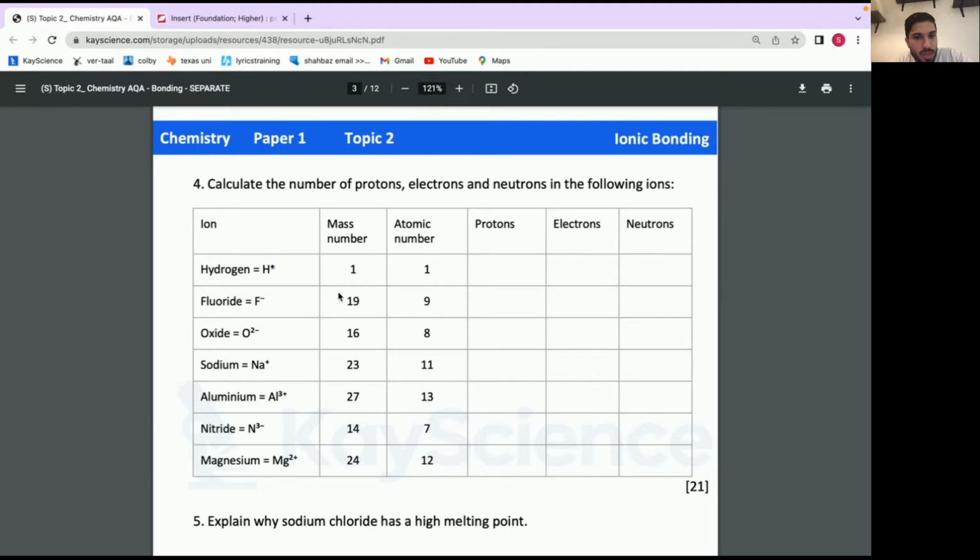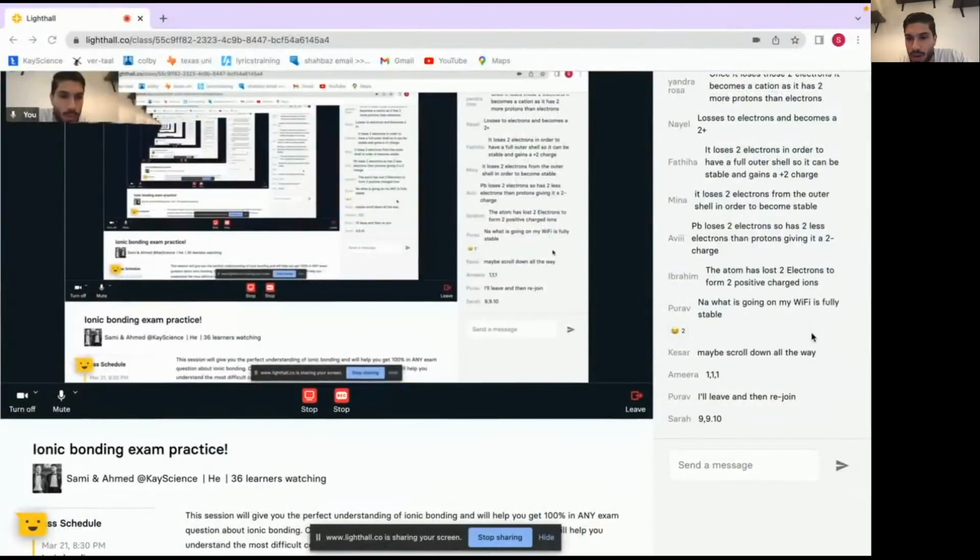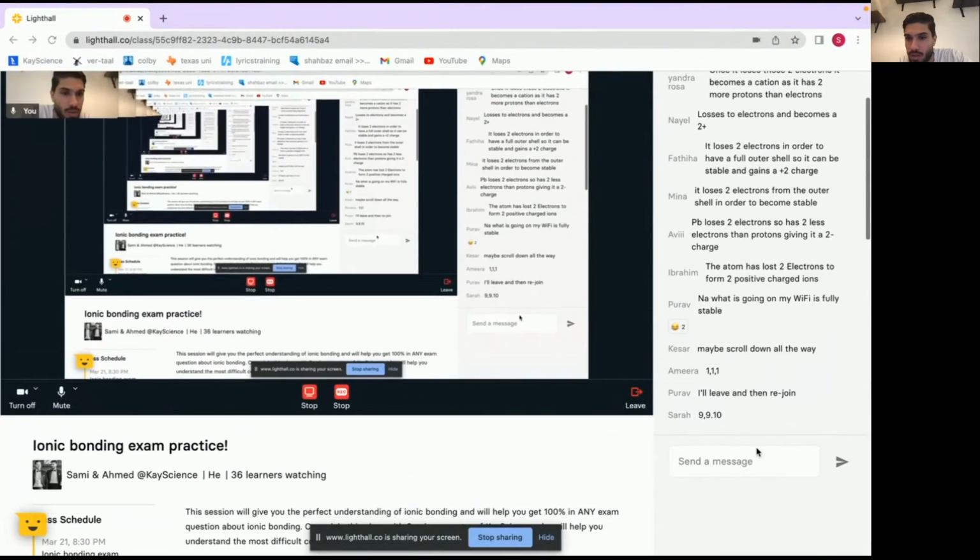Fluoride ion. The mass number is 19, the atomic number is 9. This means there are 9 protons, 19 take away 9, 10 neutrons. And then because the charge is -1, there is 1 more electron than proton, so there are 10 electrons. I'm hoping that's okay.